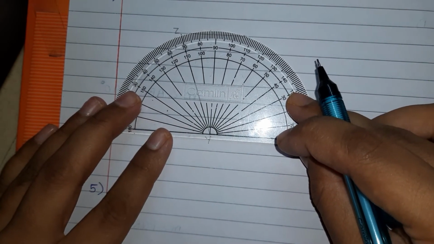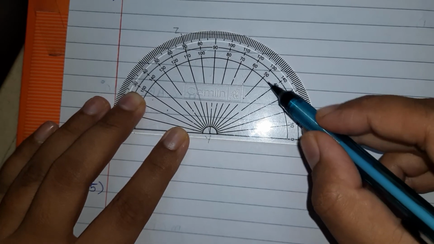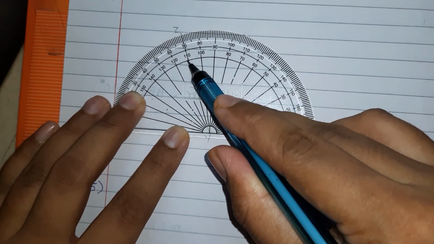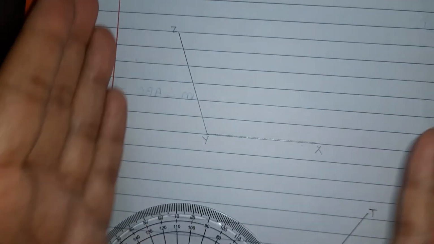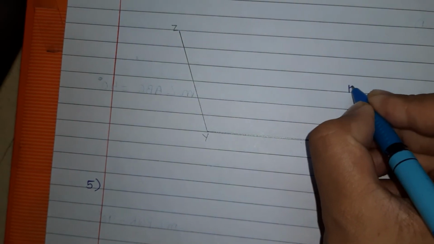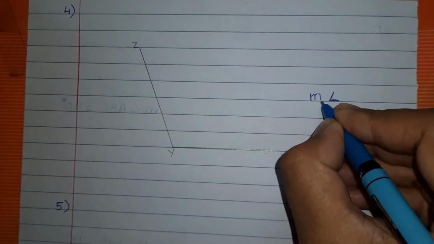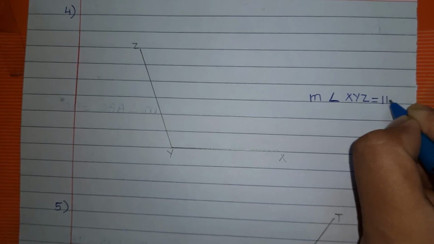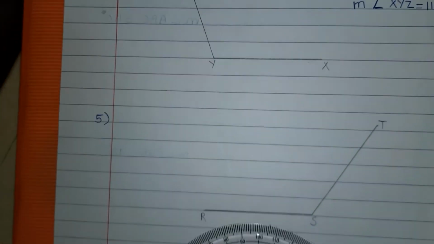Understood? Start from 0, 10, 20, 30, 40, 50, 60, 70, 80, 90, 100 and 110 degrees. Don't write 70 here. This is an obtuse angle, a bigger angle, so it cannot be 70. It is 110. We can use our common sense also here. So measure angle XYZ. It is 110 degrees. Now one more.